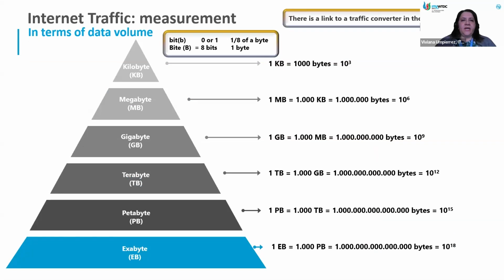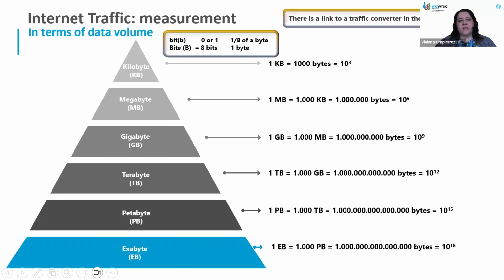And the important thing here is that the basic unit of internet traffic is a bit. A byte is 8 bits. But over time, with the evolution of internet traffic, for notation purposes, we need to increase the units. So the basic unit, we can say, is a kilobyte, and we have here the conversion.